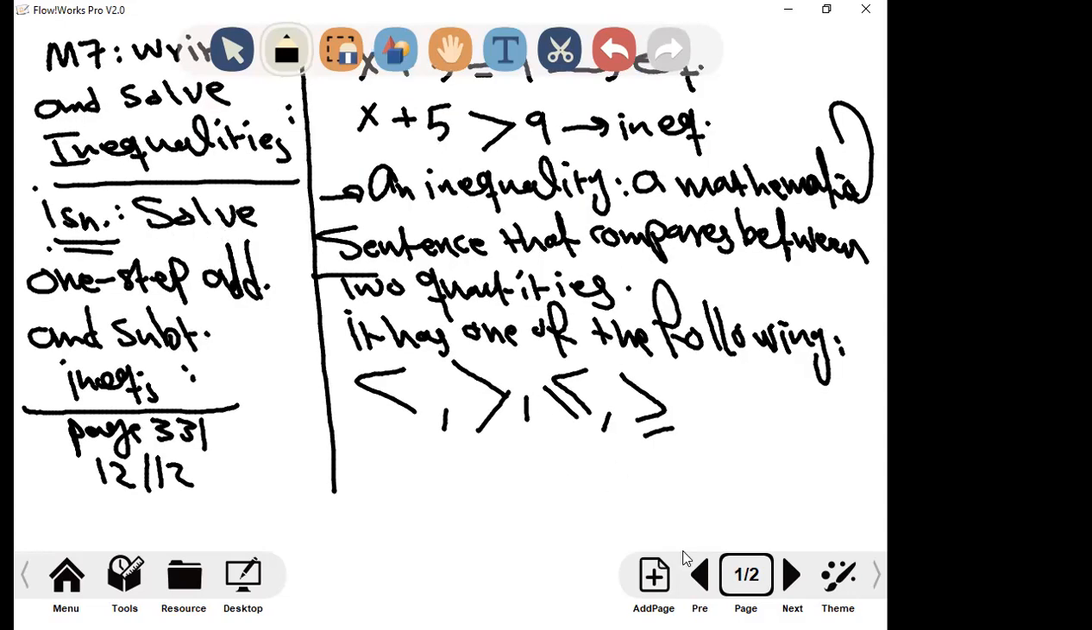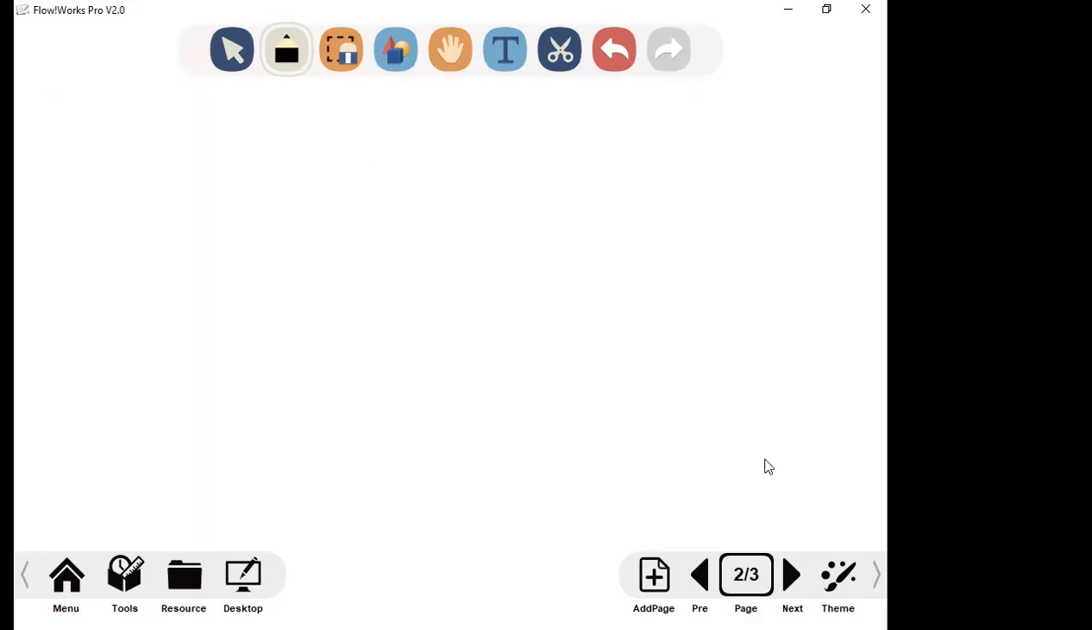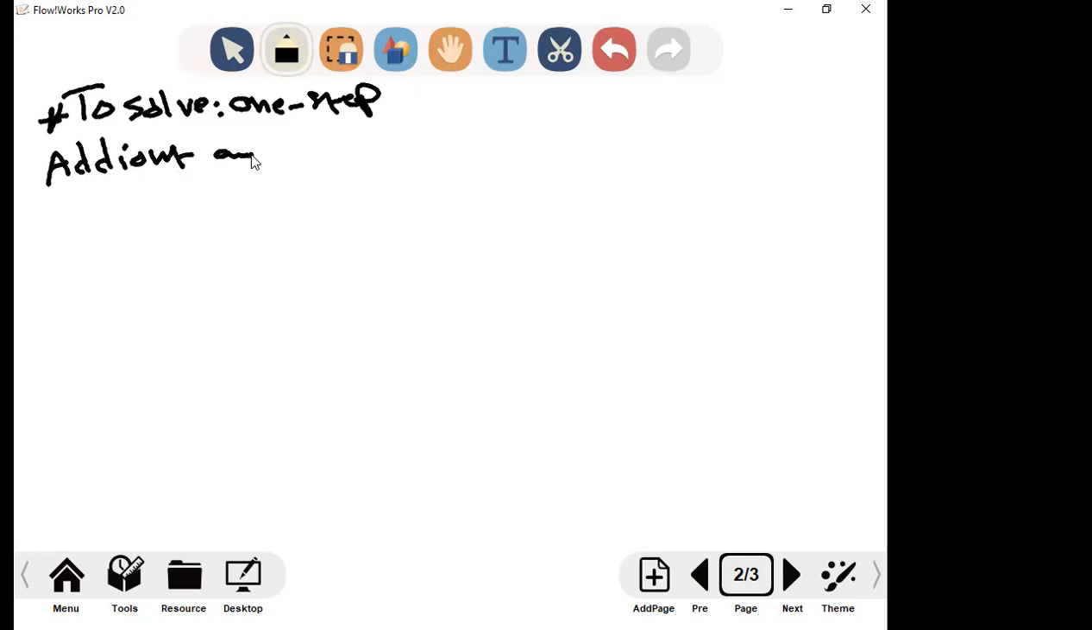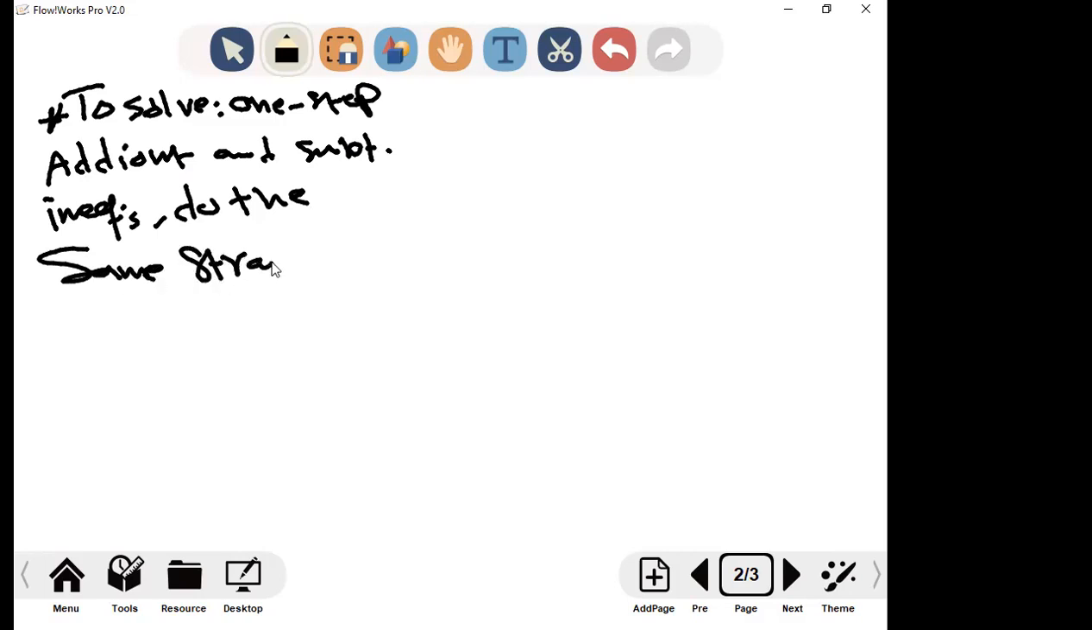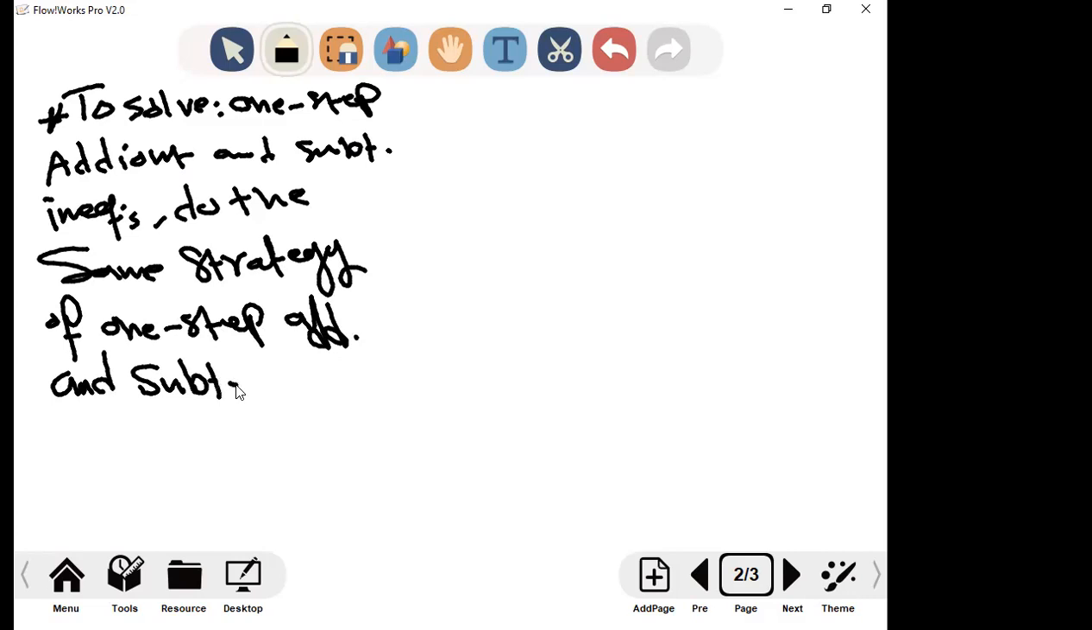Solve. Let's solve one step addition and subtraction inequalities. Do the same strategy of one step addition and subtraction mean equations. So we did one step addition and subtraction equations, right? We said if we have addition, we shift the connected number, right? Here we'll do the same idea, the same strategy to find the solutions.